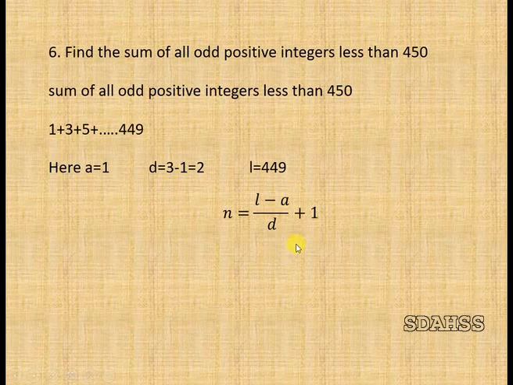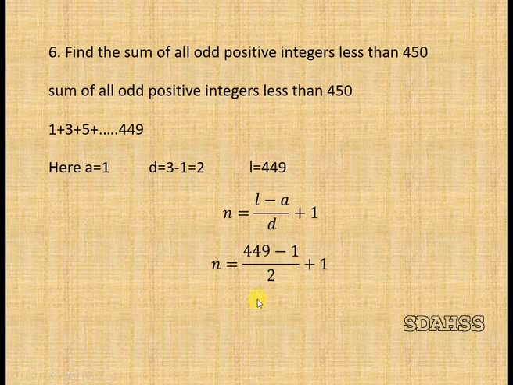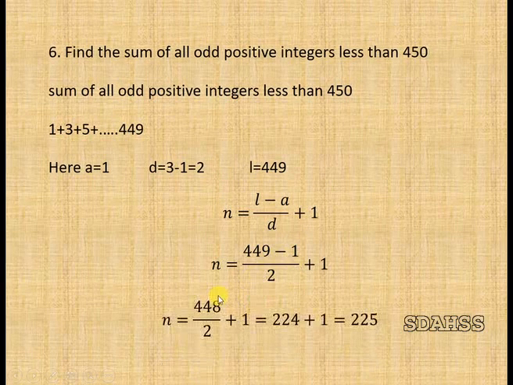Substitute all the values in this formula. So you have 449 minus 1 divided by 2 plus 1, which is equal to 449 minus 1, 448 divided by 2 plus 1. Cancel the numerator and denominator by 2 tables. So you have 224 plus 1. 224 plus 1 means 225. So n is equal to 225.